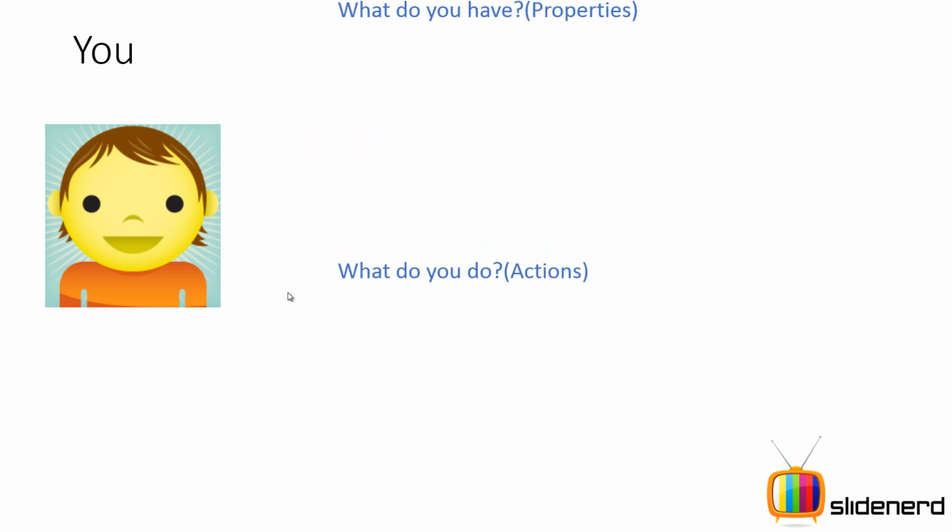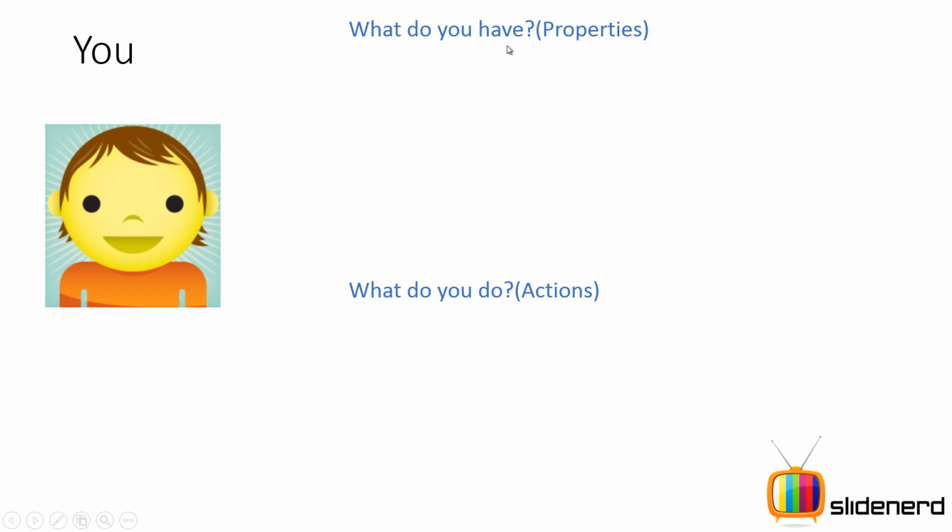So there are two things that you have to consider. What do you have? That is, what properties do you have? And what do you do? What actions you're capable of performing? So let's talk about these things in detail.